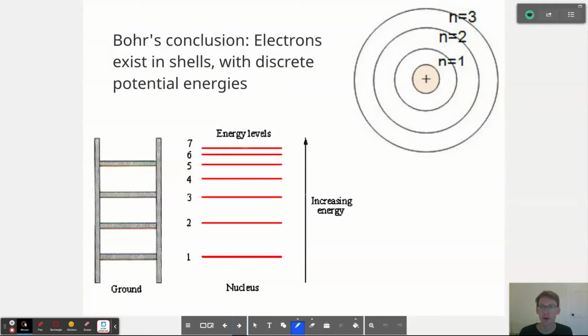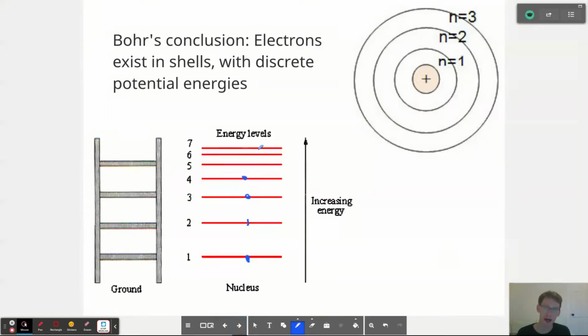So what Bohr found is that electrons can exist in specific shells with discrete potential energies, meaning that an electron can exist in this first shell, or the second, or the third, or the fourth, fifth, sixth, seventh, or eighth, but never the 1.5 energy level. There are specific energy levels that are possible. An electron can have this much energy, or this much potential energy. Very much like you can be on the first rung of a ladder or the second, but you're not going to be in between them if you're climbing a ladder.